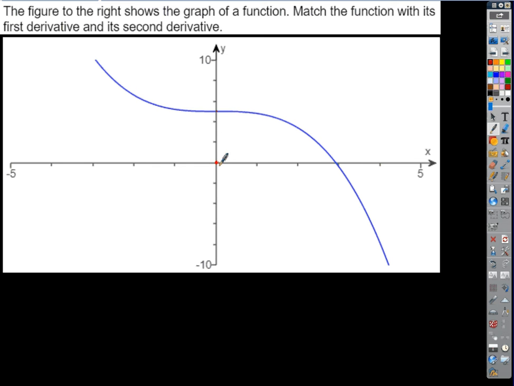To the left of that, what's happening with the derivative? It's decreasing. To the right, it's also decreasing. It's negative on this side and negative to the right of this point also. Agreed? But it's 0 at that one point in between.